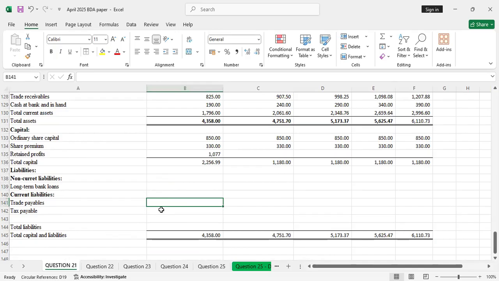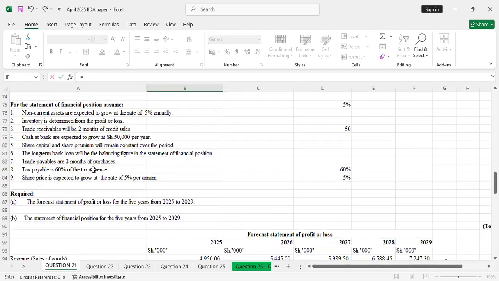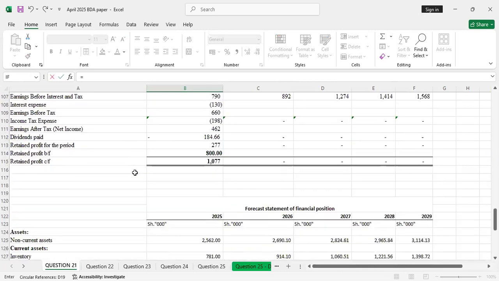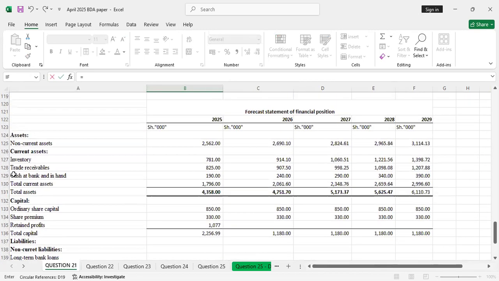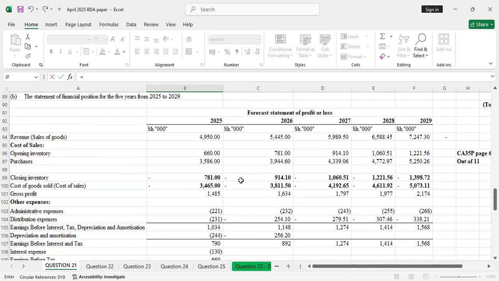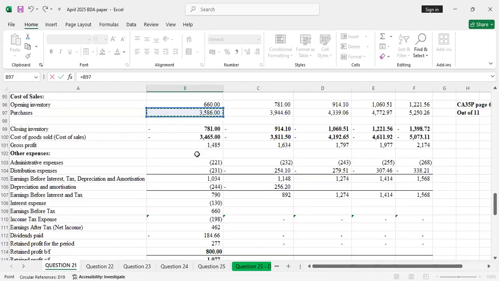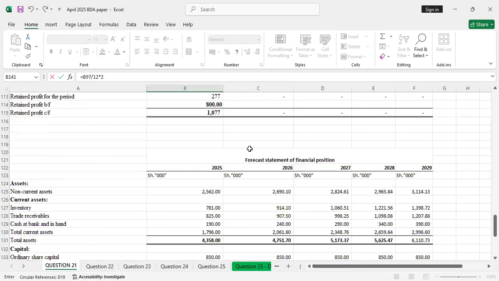So we go to trade payables. What do they say about trade payables? Trade payables are 2 months of purchases. So you go to purchases. I've said equals 2 months of purchases. So where are the purchases here? So purchases are here. For 2025, our purchases is this. So I'll divide this whole-year figure by 12 months. Then I'll multiply by what? By 2, because we are told that there are 2 months of purchases.